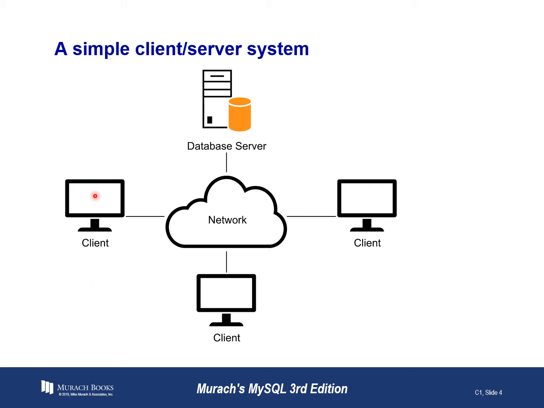The first one is going to be the server, the database server, and the second component are the clients. So you have three clients here: 1, 2, and 3, and the third component is going to be the network itself. Those are the three main components of a client-server system.